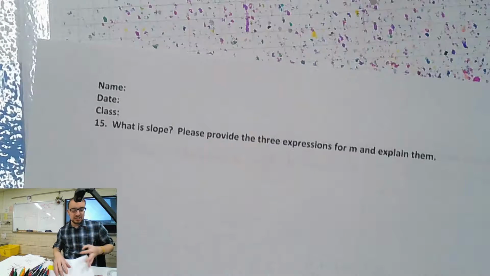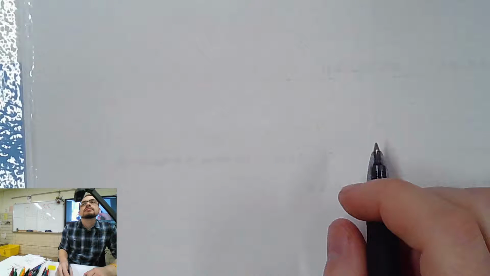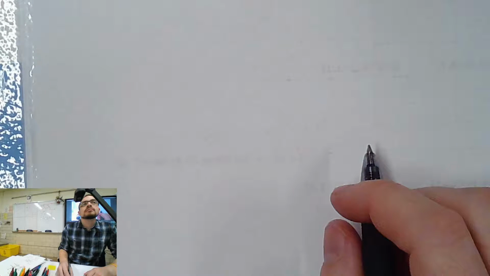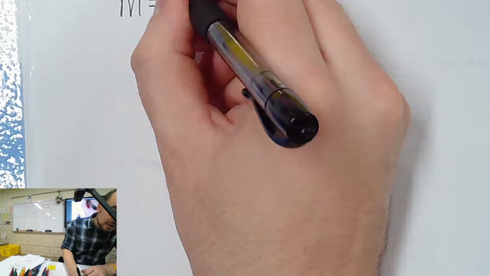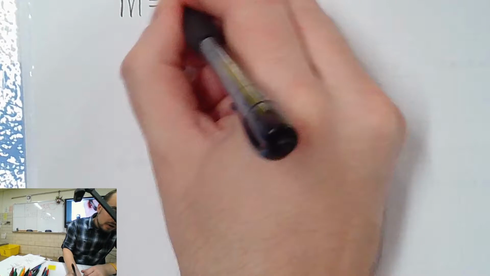Turn the page. What is slope? What is slope? No idea. Y equals mx plus b, but that's slope-intercept. That's slope-intercept form. That's an equation. What is slope? The rise over the run. So slope is m because parlez-vous français. It is the rise over the run.